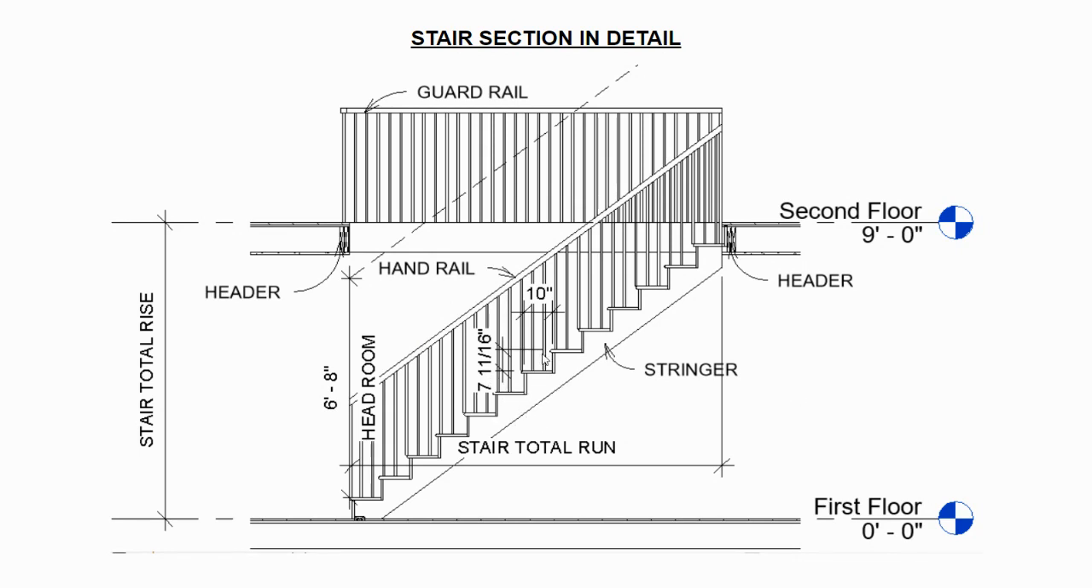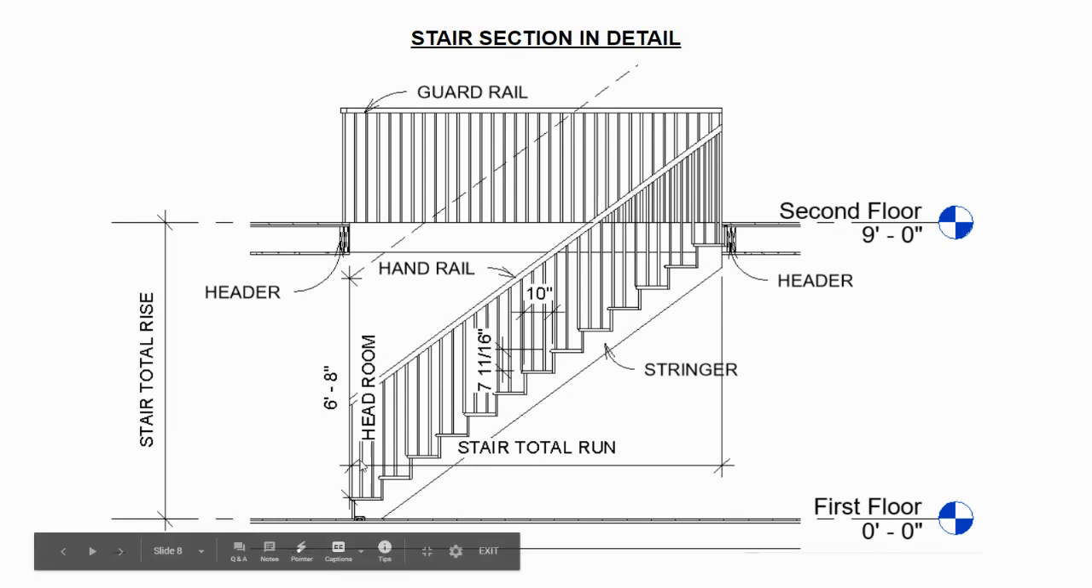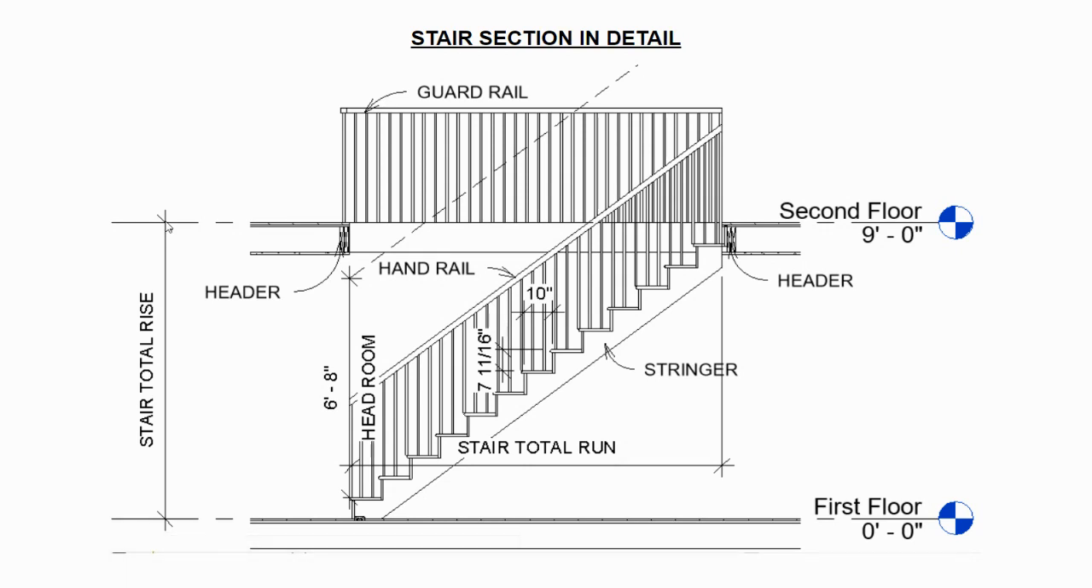Our riser height, I think I must have done something to this. This should have said 7 3/4. It's off by 1/16, obviously, and so I must not have snapped to the exactly right dimension, but that should be no more than 7 3/4 and 10 inches. And these are the stringers. This is called the total run of the stairs, and this is the total rise of the stairs from level to level. I think I've covered everything there.